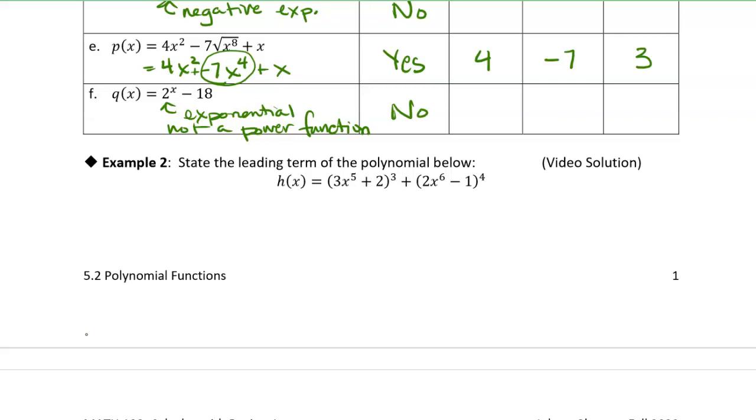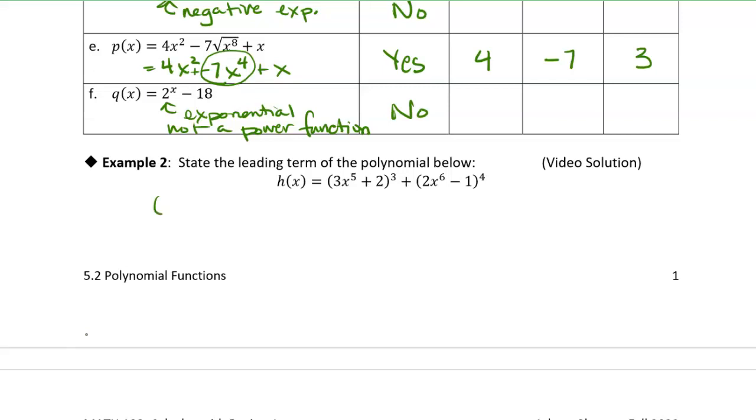I mean, this one is to the fourth power, so this is really 2x to the 6th minus 1 times 2x to the 6th minus 1 times 2x to the 6th minus 1, 4 times, right? So I don't necessarily want to have to do all that work just to find the leading term. All right, so if I just wanted the leading term, let's take a look at this as if we were going to expand this all out.